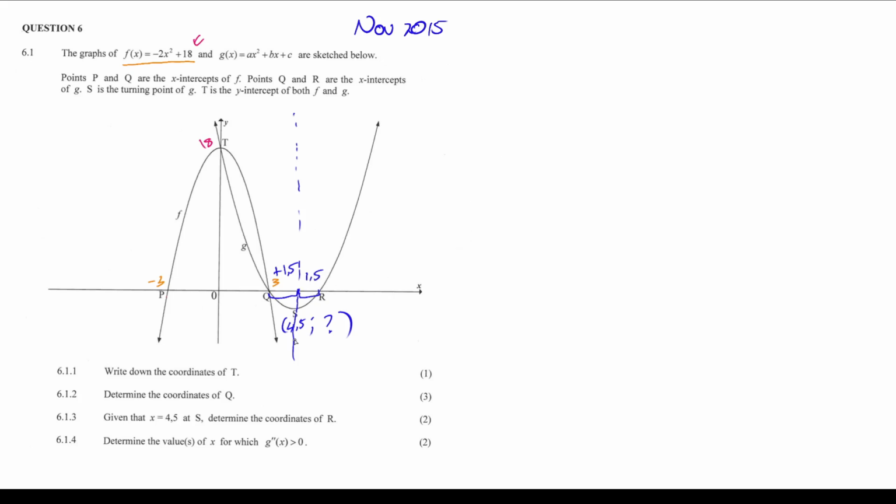And 4.5 plus 1.5 is equal to 6. So we know this coordinate here is (6, 0). R's coordinates are (6, 0). All right, is that doable? Do you guys have questions? You can throw them in the comments.